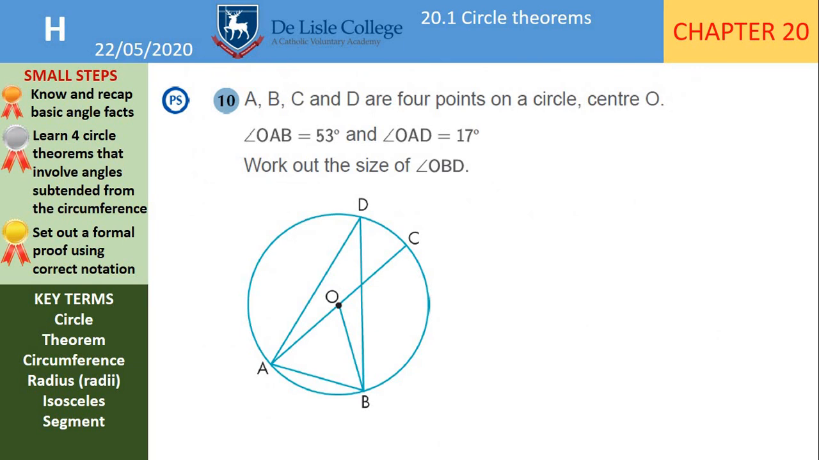Question 10. This one's much easier if you draw it out and label the values. So you've got 53 degrees and you've got 17 degrees. You've got an isosceles triangle. So you can get 74. The reflex angle is going to be 286. The angle at the edge is half the angle at the centre, 37. And then you've got an arrowhead. So quadrilateral. Subtract 340 from 360 and you get 20 degrees.